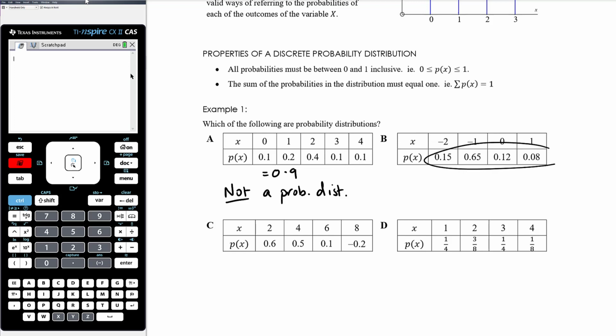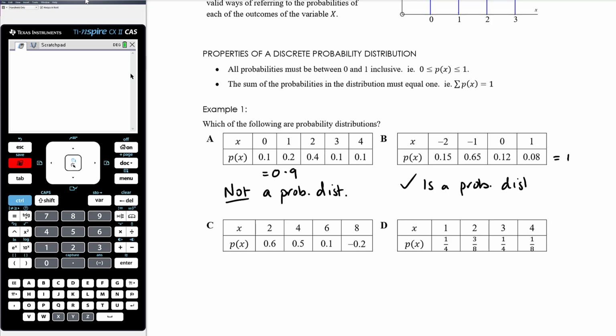All the probabilities are between 0 and 1. Let's check that they add up to exactly 1, not more or less. So 0.15 plus 0.65 is 0.8, and then 0.12 plus 0.08 is 0.2, so 0.8 plus 0.2 is 1. It does add up to 1, so this one is a probability distribution.